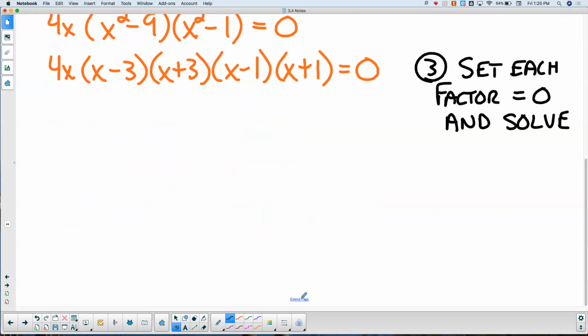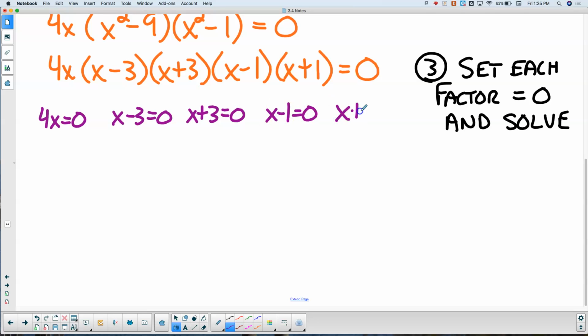So now I've got to set each of the factors equal to 0. So that's 4x equals 0, x minus 3 equals 0, x plus 3 equals 0, x minus 1 equals 0, and x plus 1 equals 0. Then I have to solve all of those. So I'm going to divide by 4, and that's going to give me x equals 0.